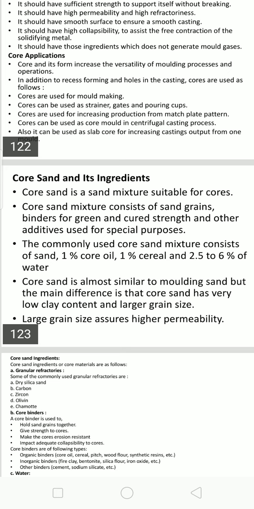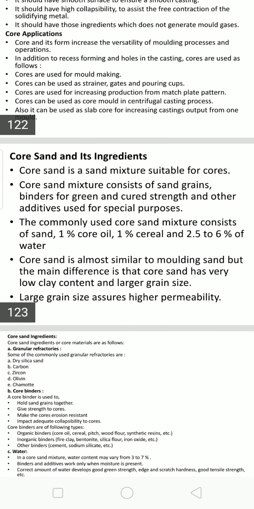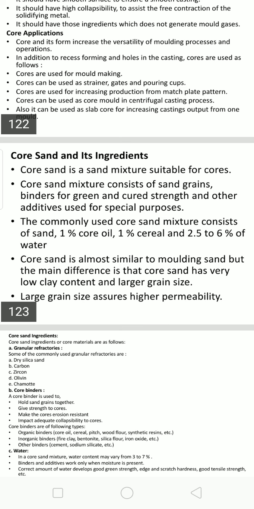The core sand mixture consists of sand grains, binders for green and cured strength, and other additives used for special purposes. The commonly used core sand mixture consists of 1% core oil, 1% cereal, and 2.5 to 6% water. All these ingredients are added by weight of the molding sand.